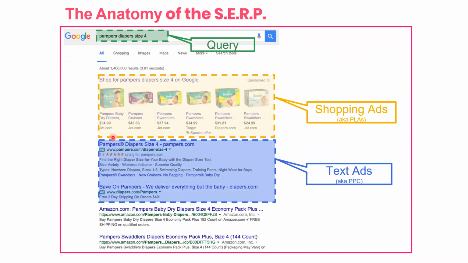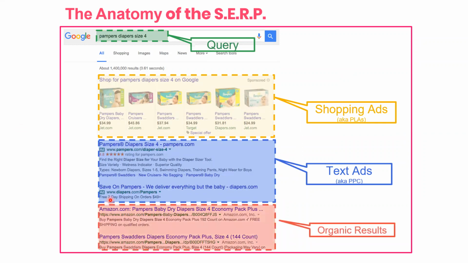Then we have the text ads. This is where Google makes 90% of its revenue. So it is very easy to what I call spend funny money in this section of Google. And we'll go over some methods to prevent that from happening. And then last but most certainly not least, we have the organic search results. And these are the search results that Google comes up with on their own without any influence of paid advertisements.